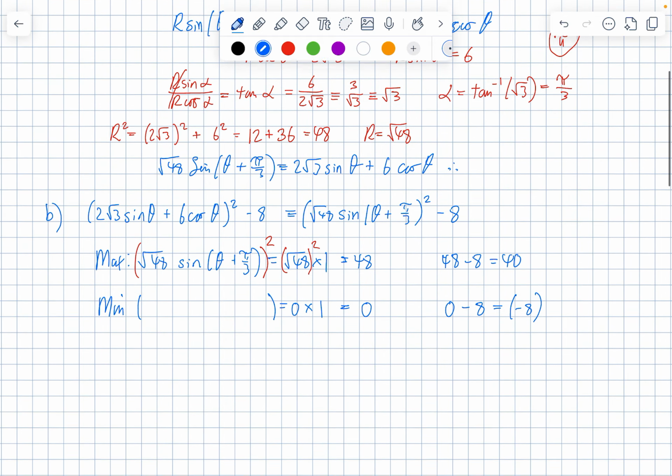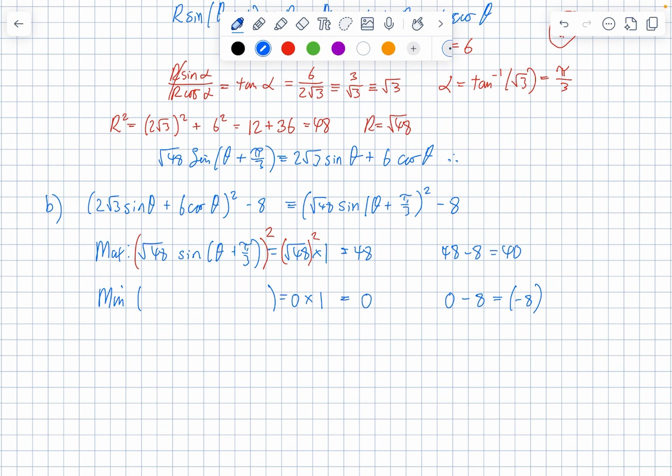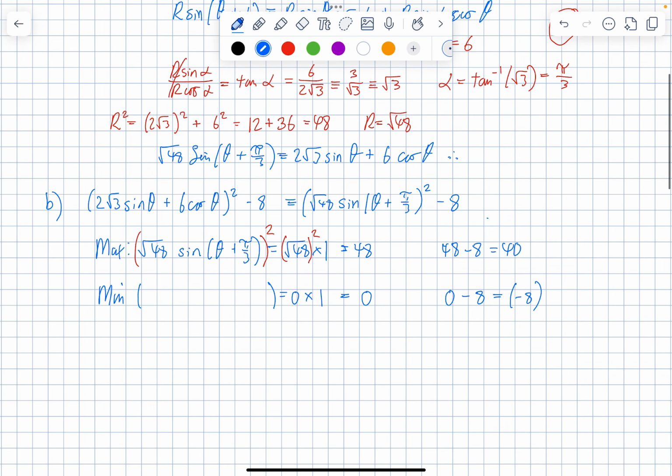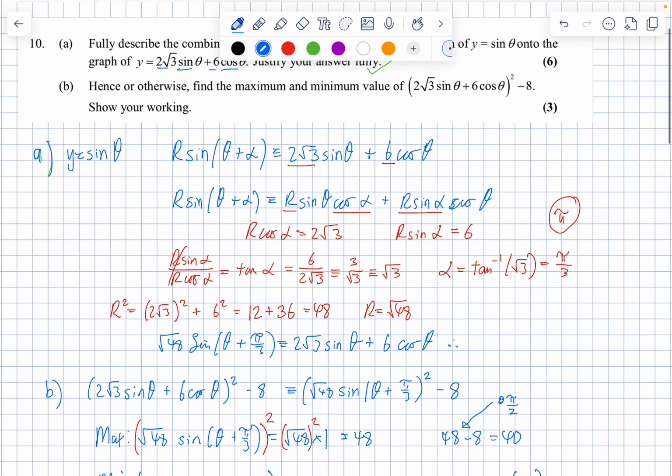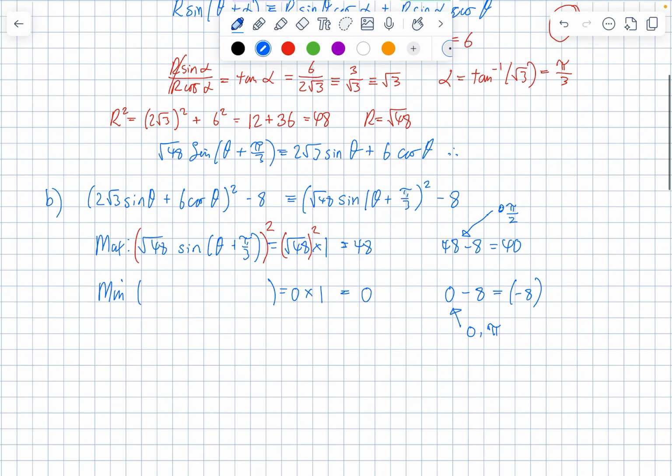Okay, and then all I need to do is solve to find out where those two extremes happen. Well, if this is a sine curve, where does this maximum happen? That maximum is going to happen at pi over 2. And where does the 0 happen? Well, it happens at 0 and then happens again at pi. Okay, so all we'll do is find out the first place that happens. And that's it.